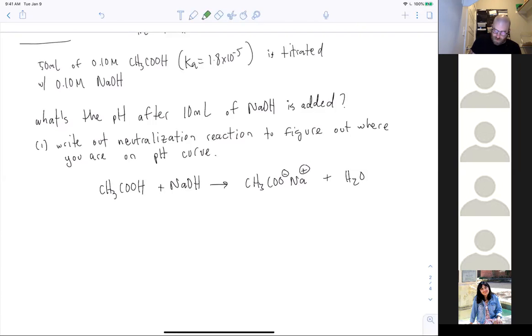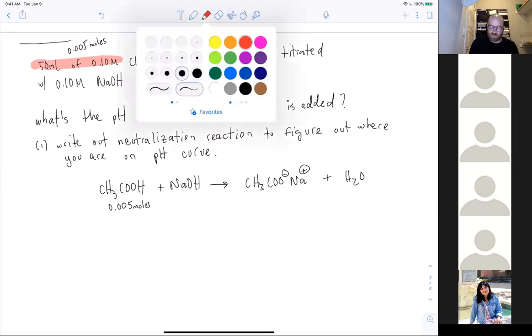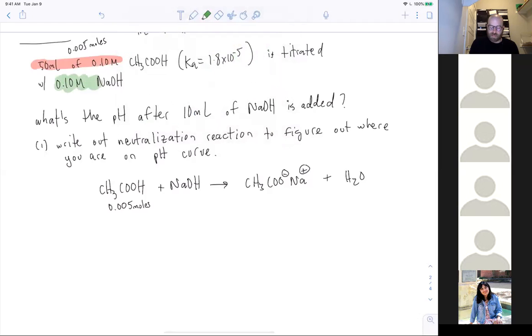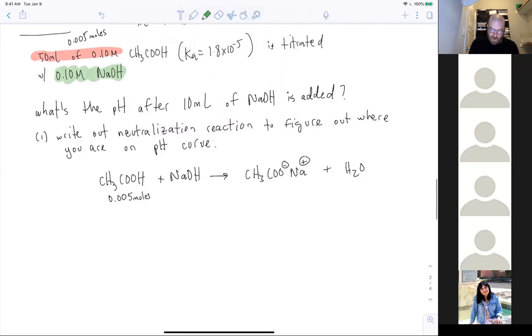I can take this part here. This is 0.005 moles of acid. That's how much I'm starting with. That's not going to change. Well, I shouldn't say that's not going to change. That's not what we're varying here. We're changing the concentration of strong base by adding it incrementally. So you're always titrating 0.005 moles, is what I'm saying.